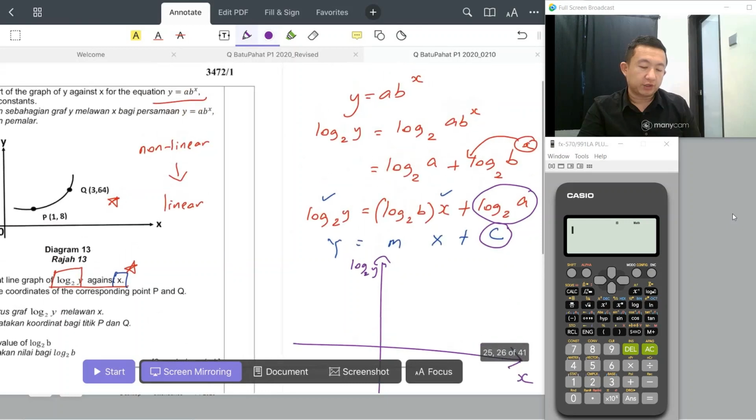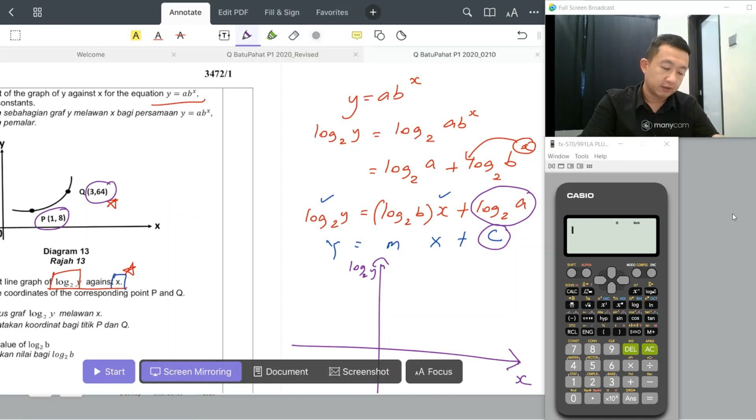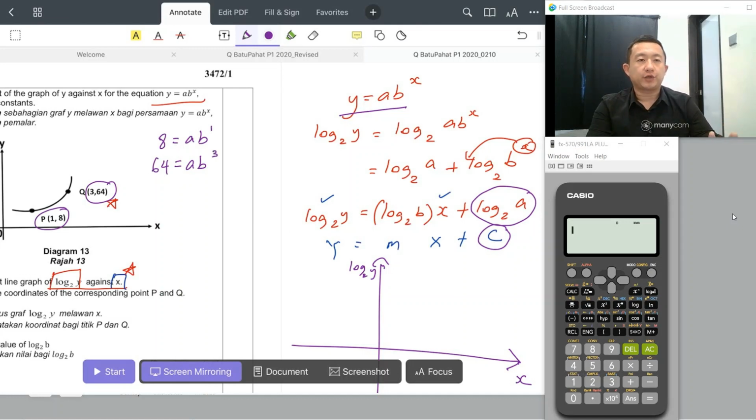So we have a look at what information we know. Look at this one, you have the coordinates for the non-linear graph, 1, 8 and also 3, 64. So we can sub in these two coordinates into the non-linear equation. Are we right? Okay, so I put in and see what information I have. So y equals to ab power x. 8 equals to ab power how many? x is 1, so 1. 64 equals to ab power how many? Power for b? 3. So you have two equations now. 8 equals to ab^1, 64 equals to ab^3.